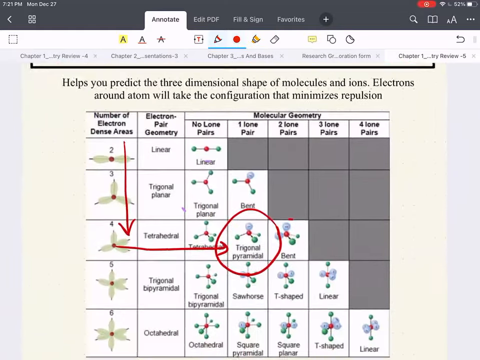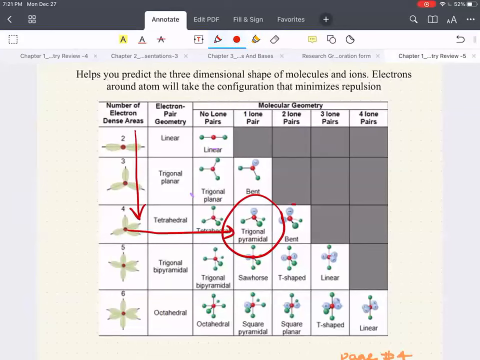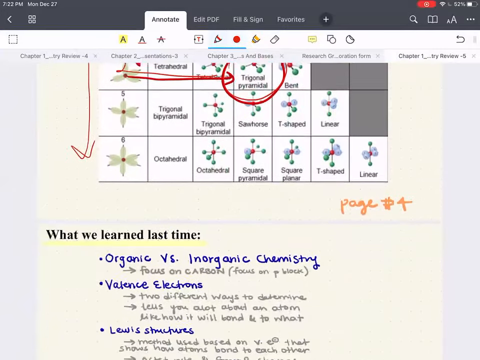Now, the best thing to use when trying to understand this is a table like this, where you have number of electron dense areas going down here, and then number of lone pairs right here. And so whenever you figure out around a central atom the number of electron dense areas and the number of lone pairs, you can then figure out what kind of molecular geometry a specific atom has.